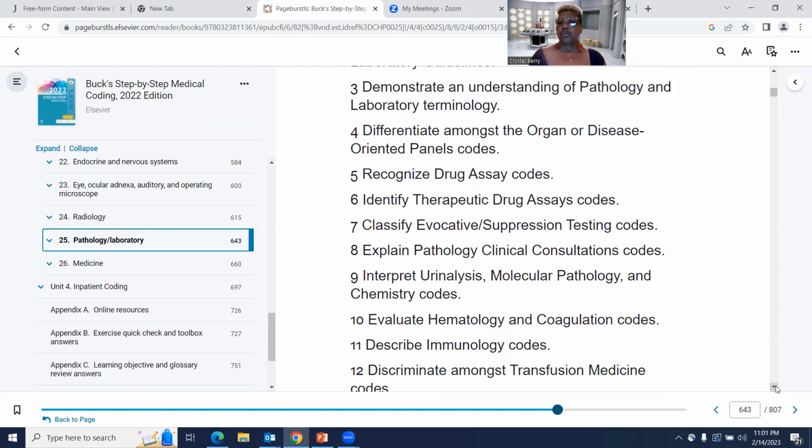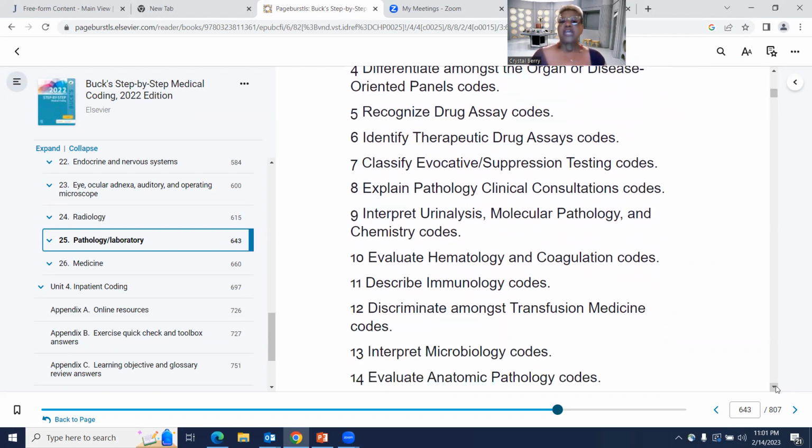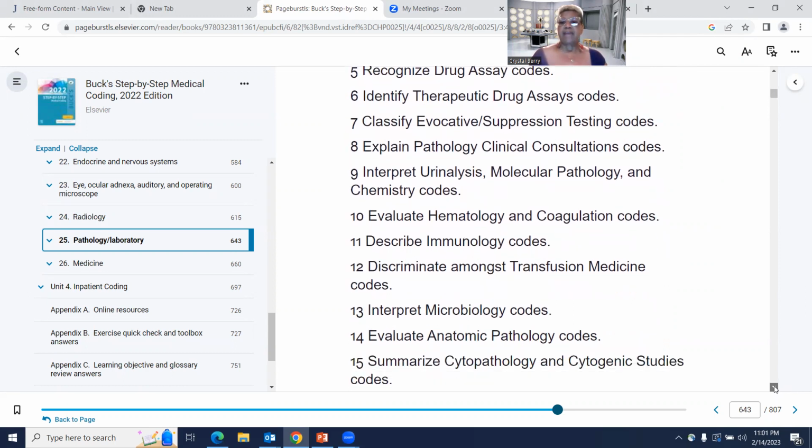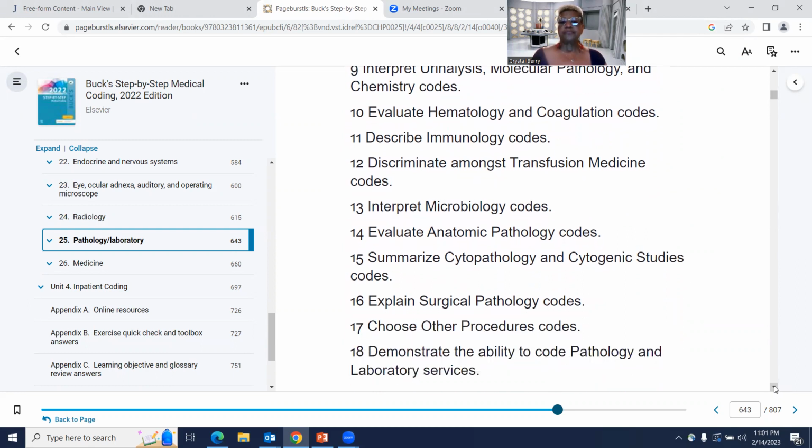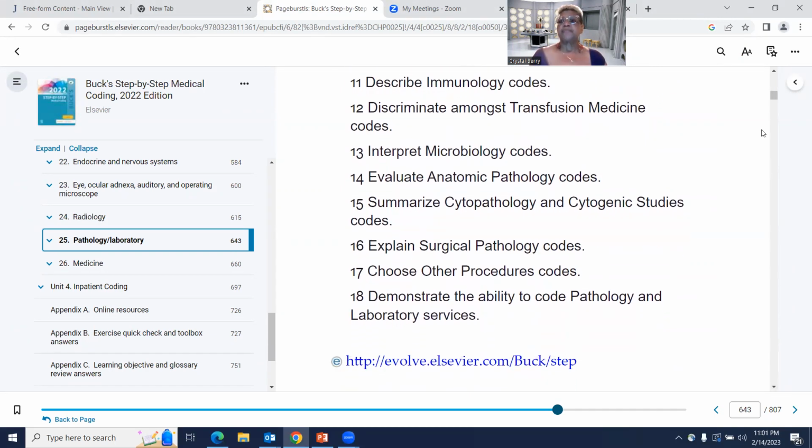and coagulation codes, describe immunology codes, discriminate amongst transfusion medicine codes, interpret microbiology codes, evaluate anatomic pathology codes, summarize cytopathology and cytogenetic study codes, explain surgical pathology codes, choose other procedure codes, demonstrate the ability to code pathology and laboratory services. So this is what's going to be covered in this chapter, Pathology and Laboratory.